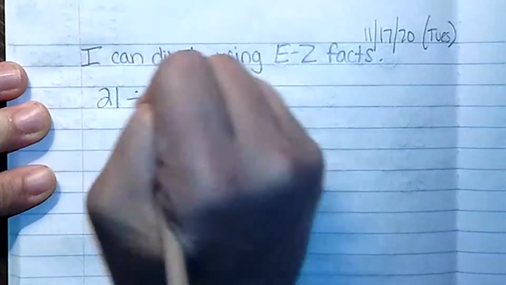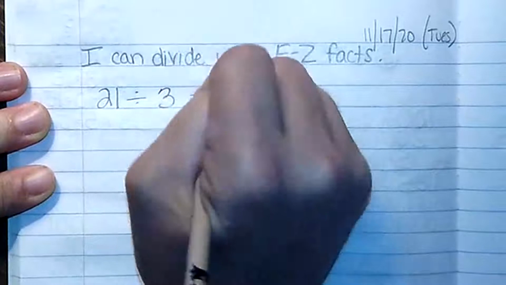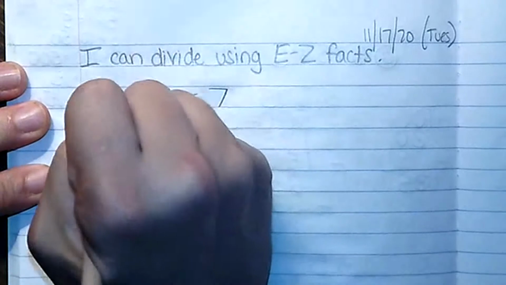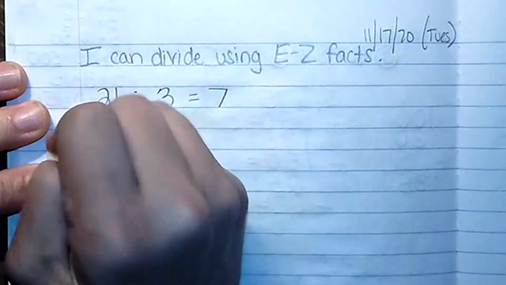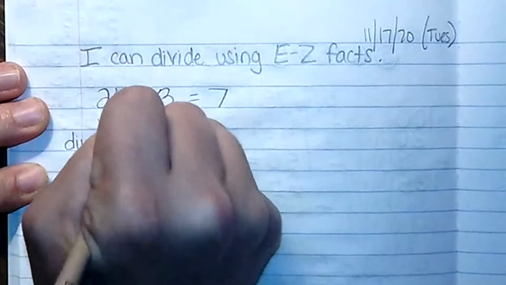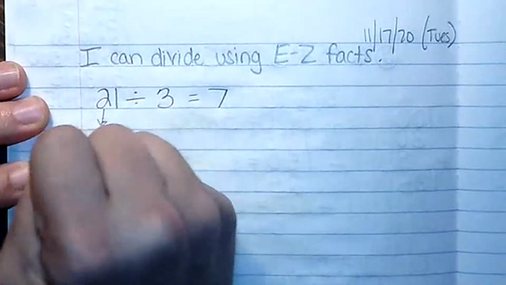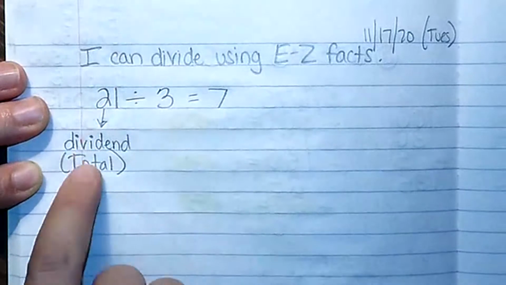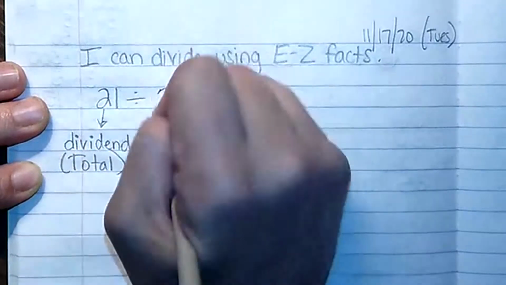21 divided by 3 equals 7. I realized we haven't talked about these words and we should probably refresh our memories. The total that we start with is called the dividend. That's your total. The dividend is the total number you're starting with.